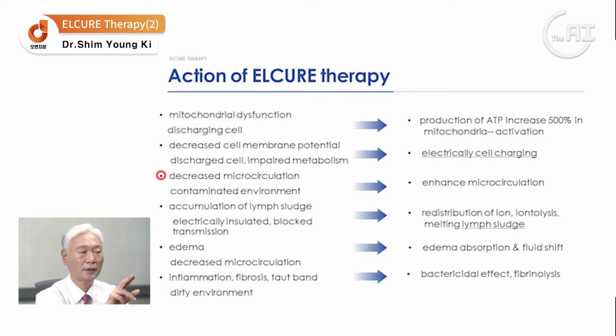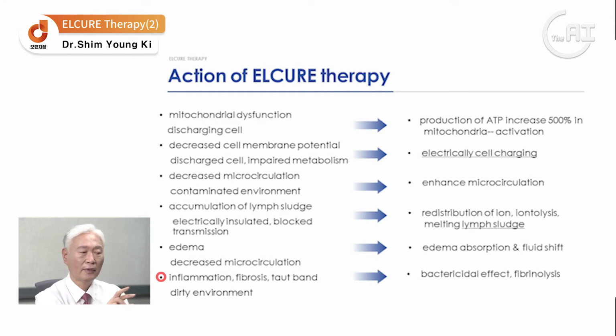And then number 3, decreased microcirculation and a contaminated environment. ELCURE enhances microcirculation, so it helps secrete waste products. Next, accumulation of lymph sludge is electrically insulated and blocks the transmission. ELCURE redistributes ions and melts the lymph sludge. Edema, swelling, means decreased microcirculation, and ELCURE can help edema absorption and fluid shift.